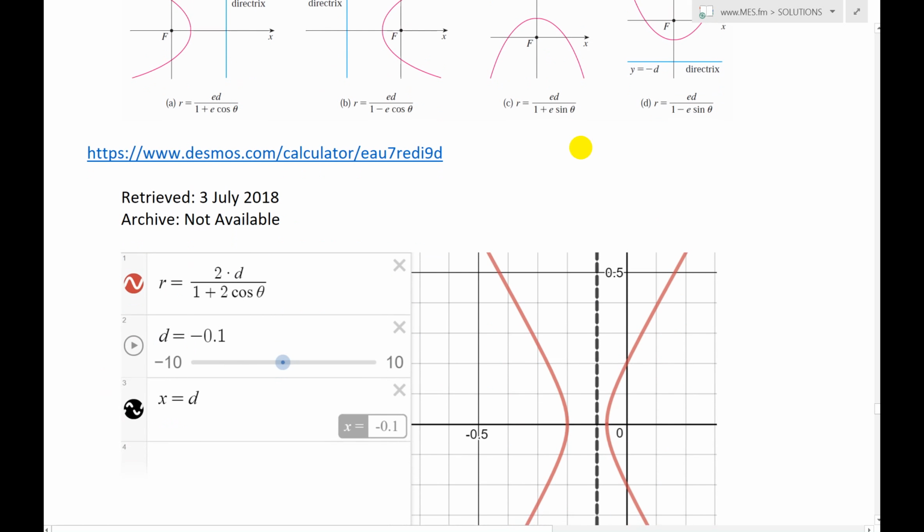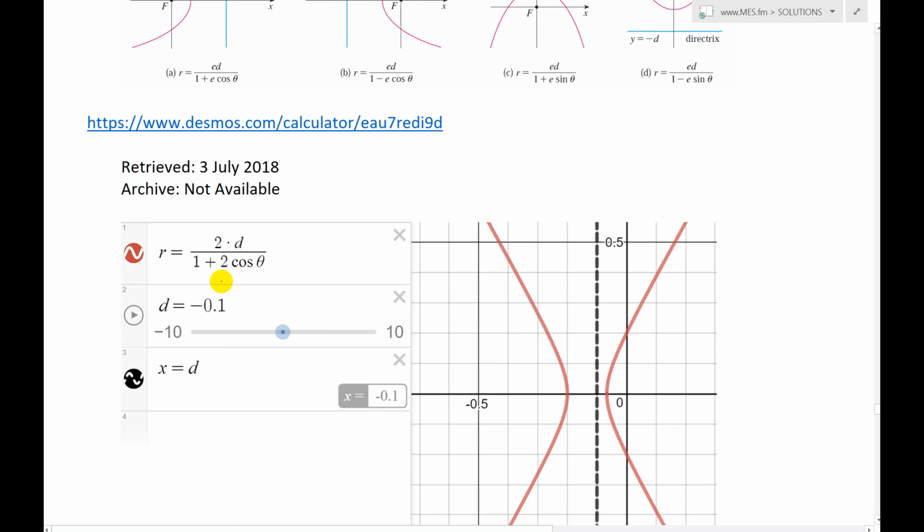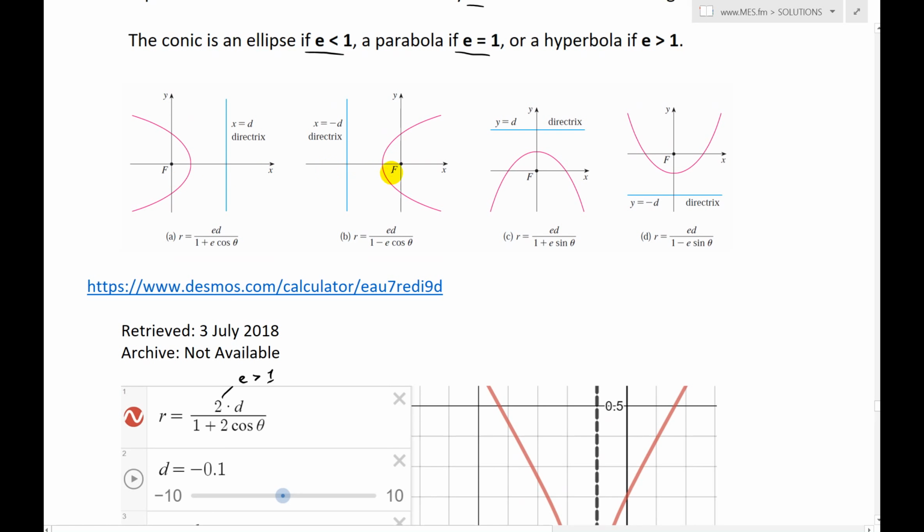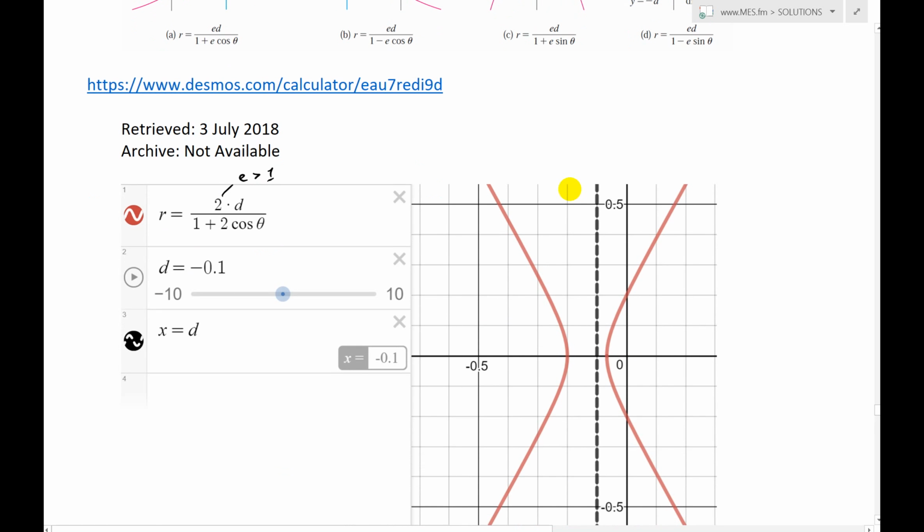So anyway, if you graph one out, here's an example. Let's have r equals 2d divided by 1 plus 2 cosine theta. And here I picked the directrix as negative 0.1. This one has e greater than 1, and that's equal to 2. So if we have that on the negative side, we get this one right here, where the focus is over here at the origin.